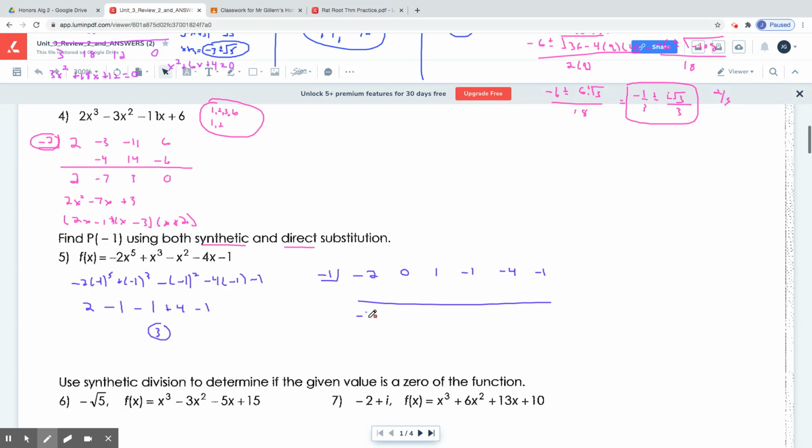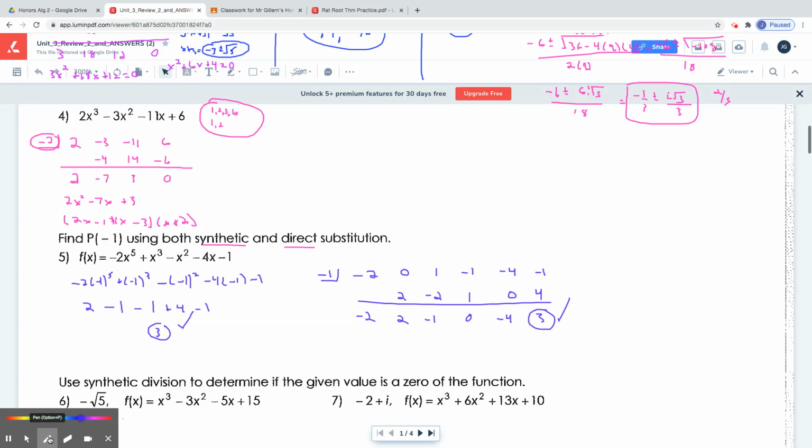So I bring down, I get a -2, +2, 2, -2, -1, +1, 0, 0, -4, 4, 3. And when you do synthetic substitution, the remainder is your answer. So you get the same, you get 3 there and you get 3 there. So that's the answer for that one, 3. But if this was on a quiz, you would need to show both ways. All right, so you know how to do both ways.